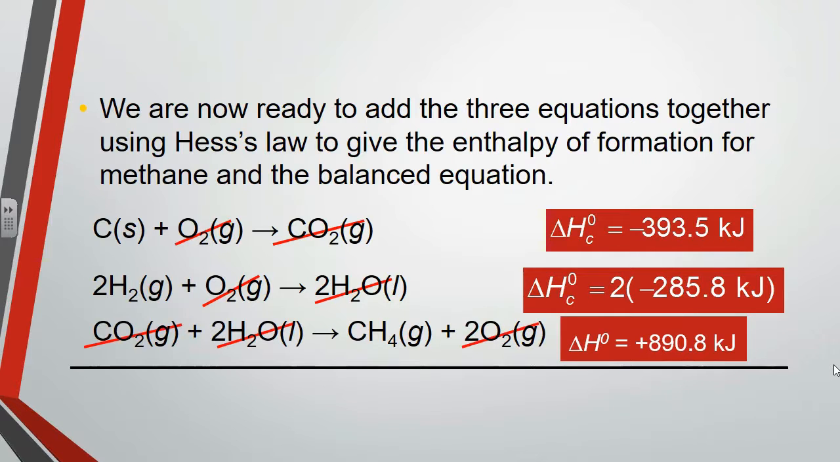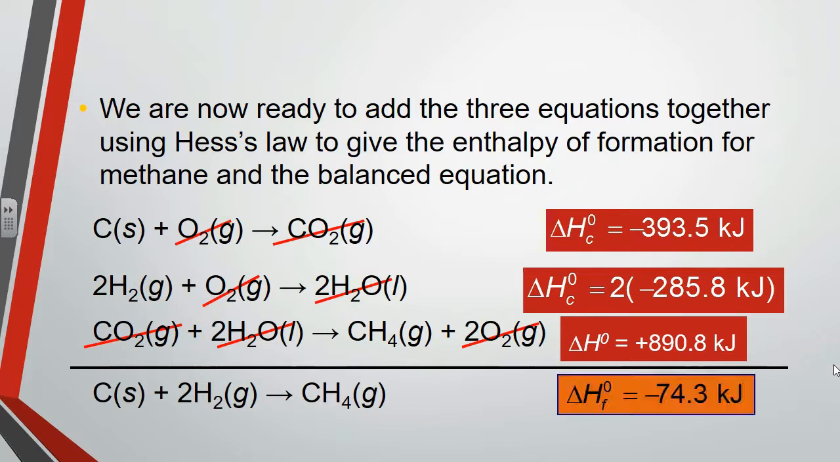And so now we can add all of these things together. So negative 393.5, and add that to a negative 2 times 285.8. And then add that to an 890.8, and then we'll get our overall value, which is negative 74.3 kilojoules. Okay, now it's really close to what we had before from that table, right? That table was negative 74.9, and here we probably got some experimental errors trying to show that. Questions on that? That make sense?